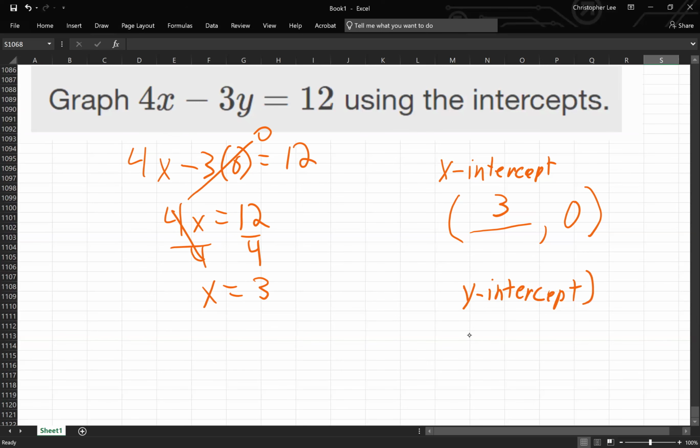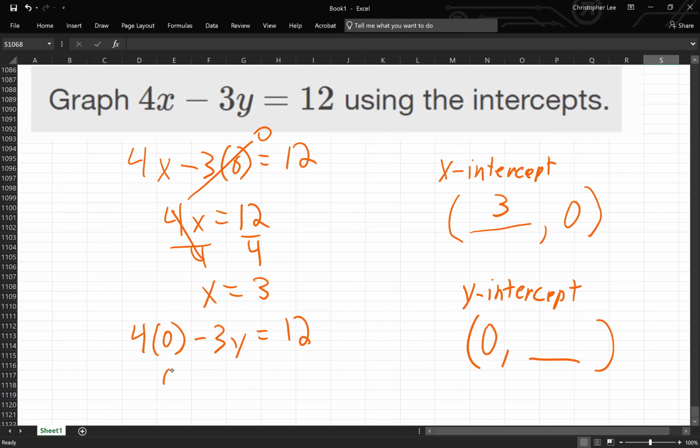To find my y-intercept, very simply, remember the y-intercept is going to cross the y-axis when x equals 0. So this is just 0 comma something, right? Just plug it in, right? This is going to become what? 4 times 0 minus 3y equals 12.